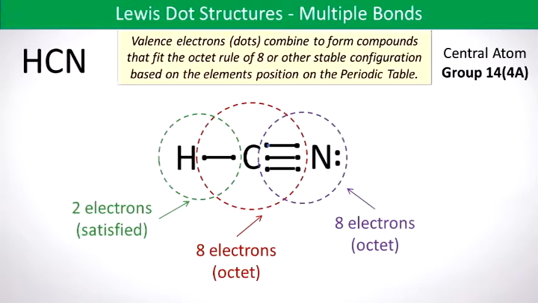If we look at that, we discover that we have 8 electrons around carbon, 8 electrons around nitrogen, and that fulfills the octet rule. If we examine hydrogen, we notice there are 2 electrons, and that satisfies its need for electronic balance.